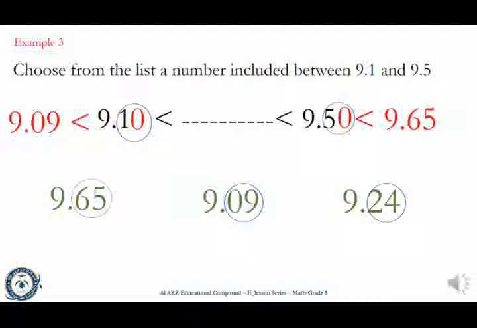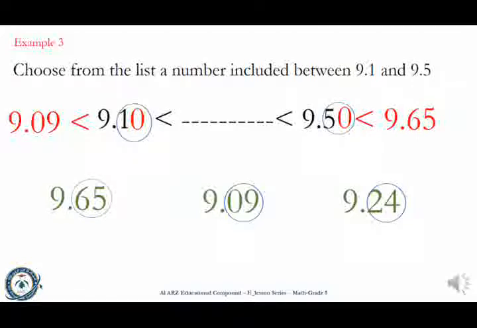Example 3. Choose from the list a number included between 9.1 and 9.5. These decimal numbers are not consecutive. We can insert 9.2, 9.3, and 9.4 between these two numbers. But in the list, you can see that they gave us numbers with hundreds digits, 2 digits after the point. So we should add a useless zero here and a useless zero there and start talking about hundreds.